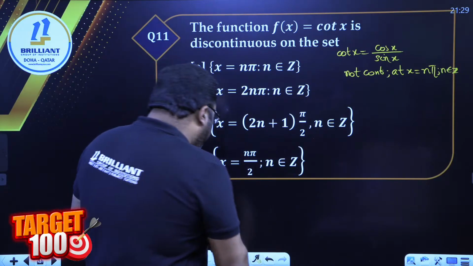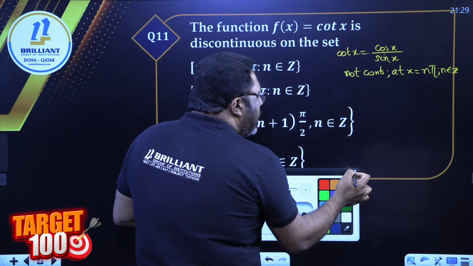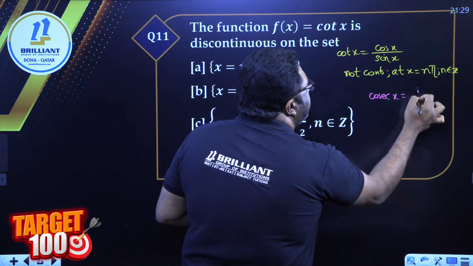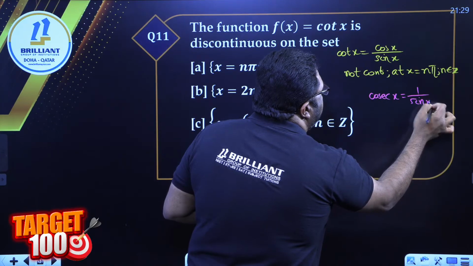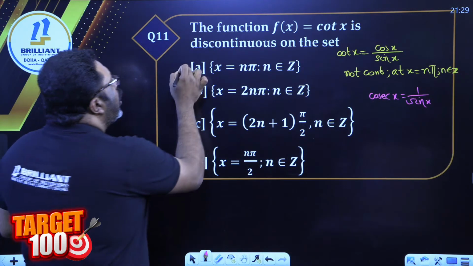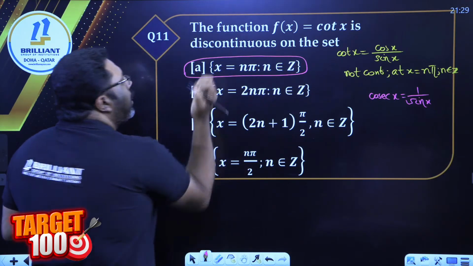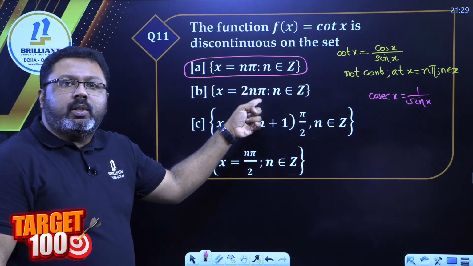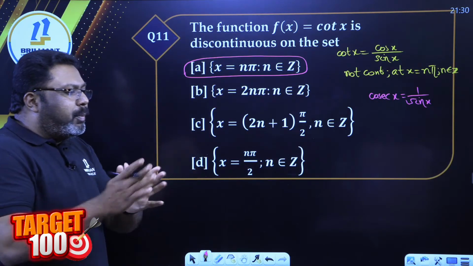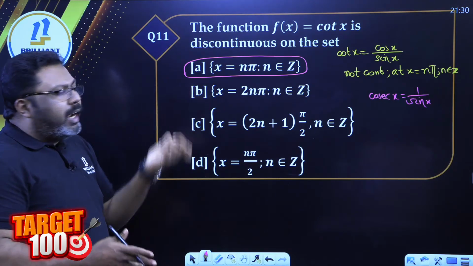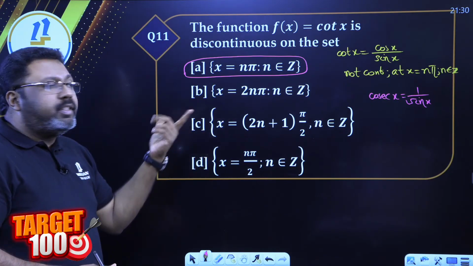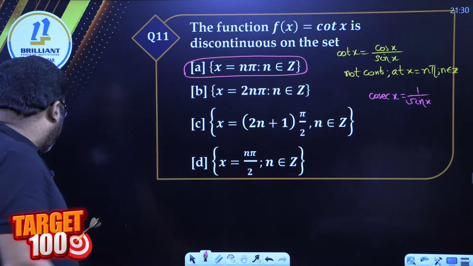Remember. So like cot x, what is the similar function? Cosec x. Cosec x is 1 by sin x, which holds the same property. So which is my answer here? Option A, x is equal to n pi. Very good. Now everybody is coming into the track. Everybody is now getting the idea on how to quickly analyze the continuity and differentiability of certain functions, which can easily come for 1 mark.